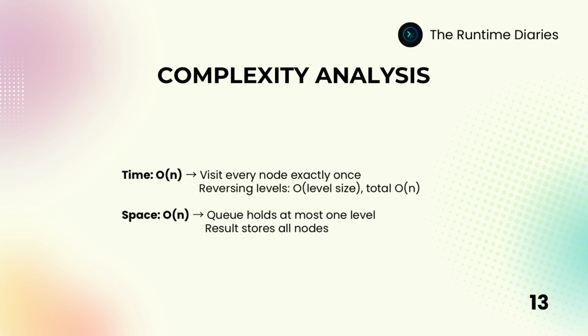The space complexity is O(n) as well. The queue holds at most one level of nodes at a time. In a balanced binary tree, the widest level has roughly n divided by 2 nodes, which is O(n). And the output list stores all n nodes. So both time and space are linear, which is the best you can do for any tree traversal problem.